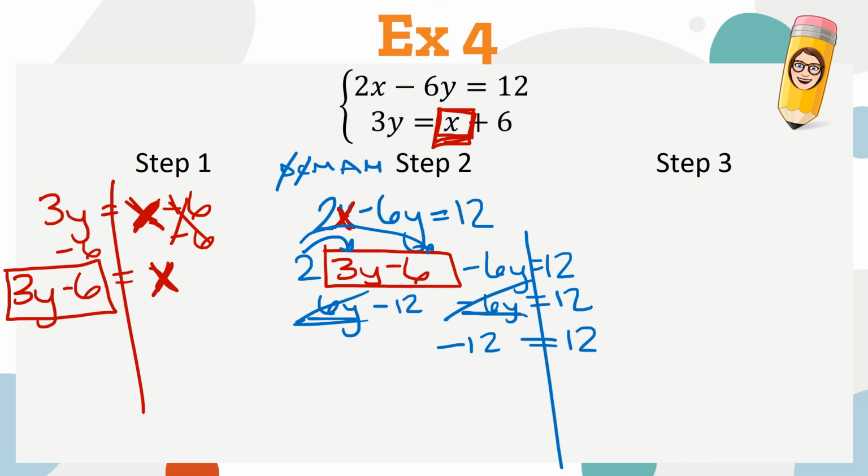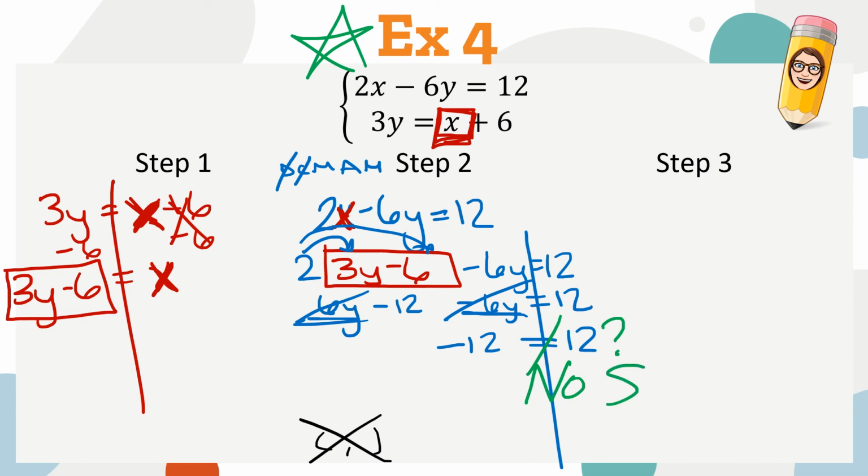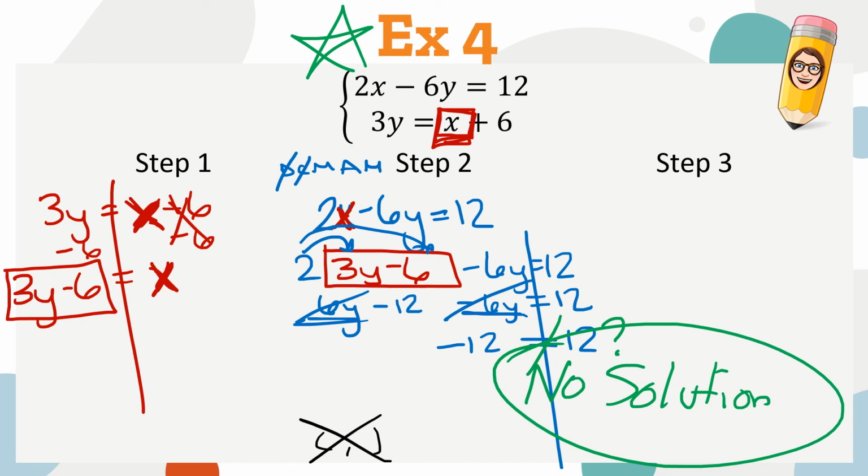Wait, all my letters went away. I don't have a point. This is special. This is a special one. Is negative 12 equal to 12? No. That is not true. It's not equal. It's negative sounding. So it's our no solution. There's no numbers in the world that'll work together to make this work. So it's no solution.